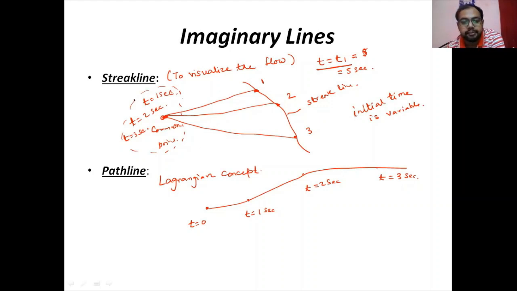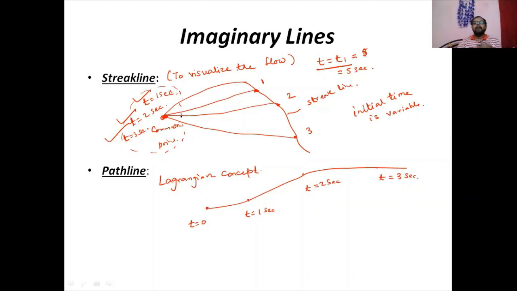Particle 1, some different time it passed through. Particle 2, some different time it passed through the common point. Particle 3, some different time, and now some particle is here. At t is equal to 5 also some particle is here. That is the condition. So this line will give you the streakline concept. So streakline is an imaginary line of the particles at any instant of time, which had passed through a common point at any prior instant of time. That is the definition of the streakline.